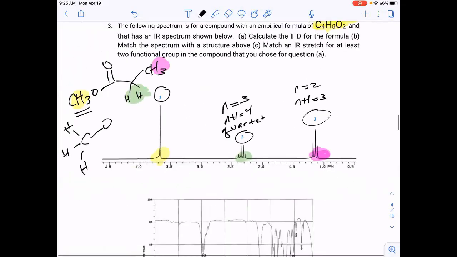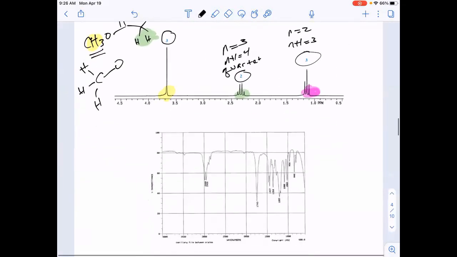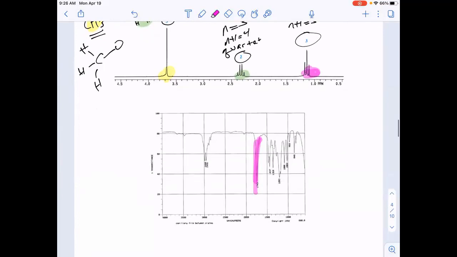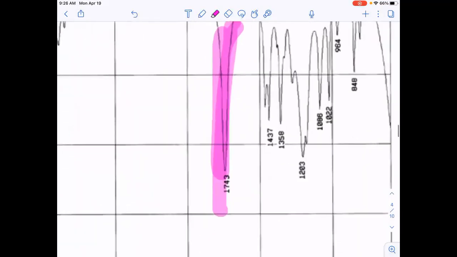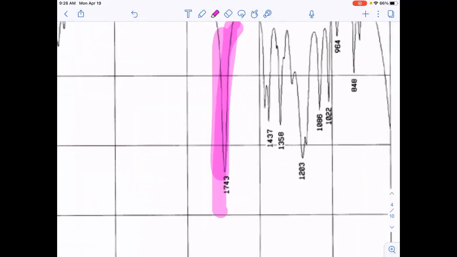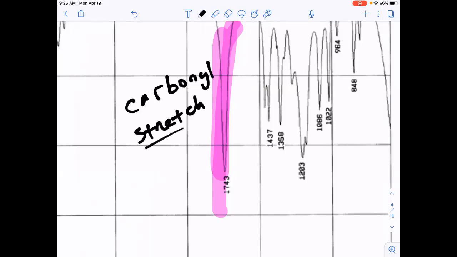Great. All right. And if we look in the infrared, the important stretch in the infrared is right here. That stretch right there that you see, that medium stretch at 1743, that's your carbonyl stretch. And that's going to be anywhere from 1700 to 1800 reciprocal centimeters.